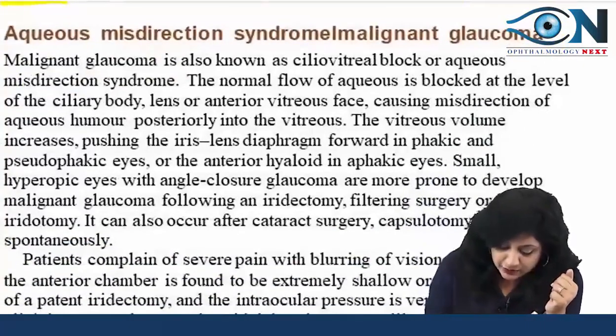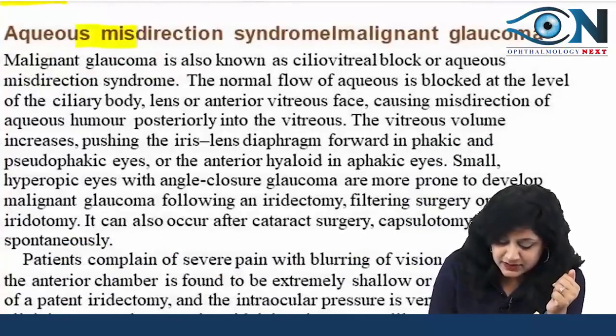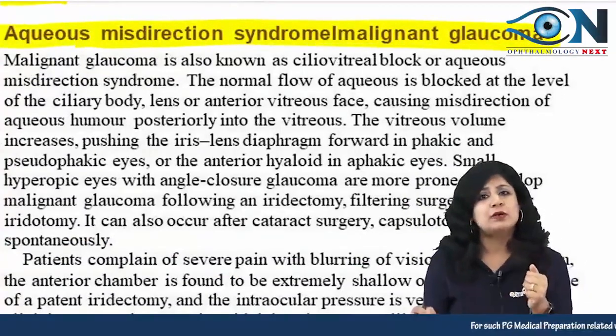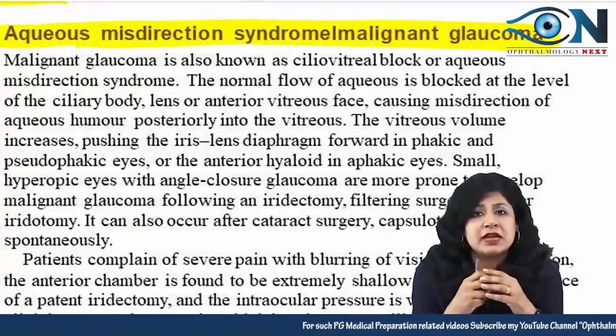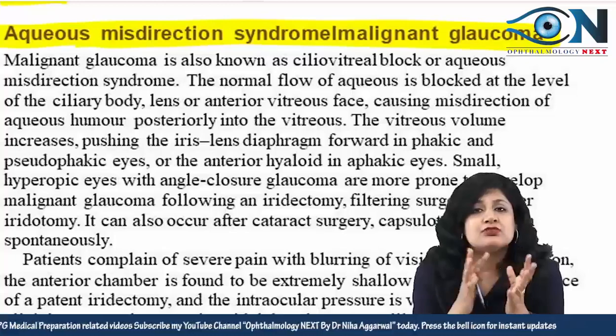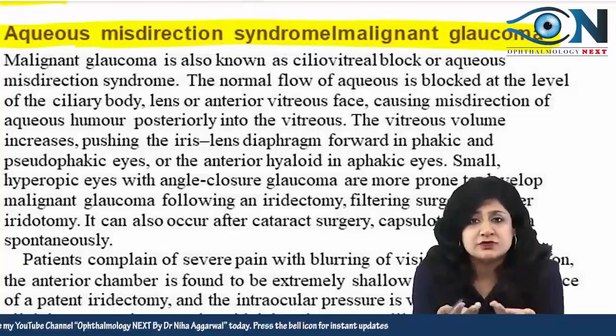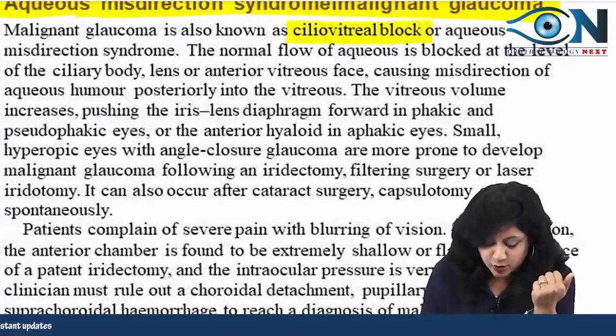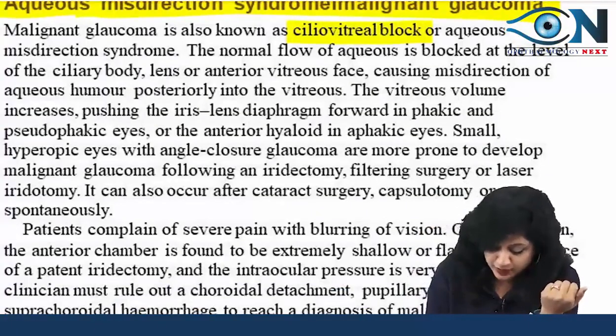Then we come to a very important thing, and that is the misdirection syndrome, malignant glaucoma. Malignant glaucoma is important because it is found in most cases when we have done some intraocular surgery, and this surgery has led to the misdirection of the ciliary processes. So this is also called ciliary block glaucoma, ciliovitreal block, or aqueous misdirection syndrome.